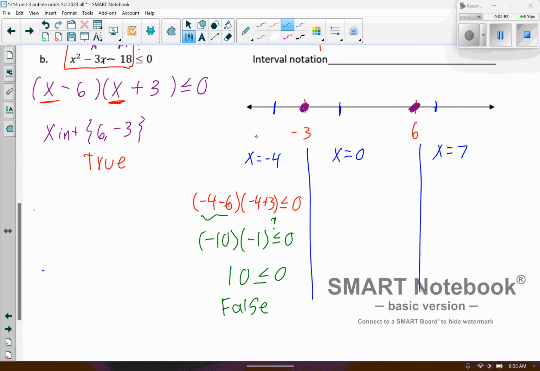Okay, now I'm going to plug in 0. I'm probably not going to have quite enough room, so this first step I'm going to do in my head.